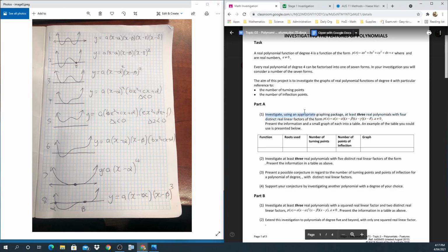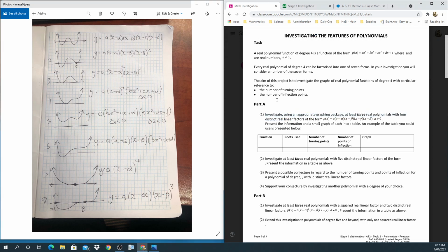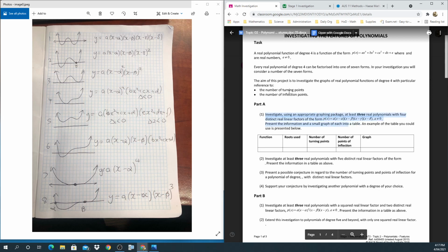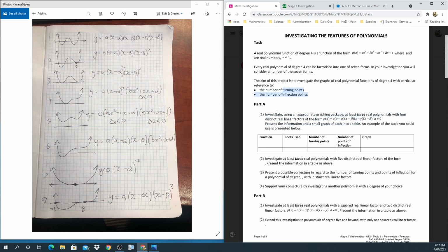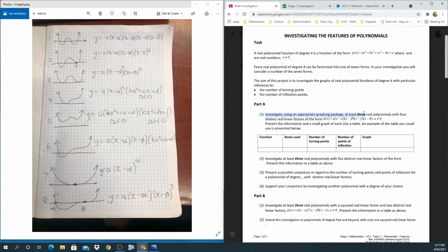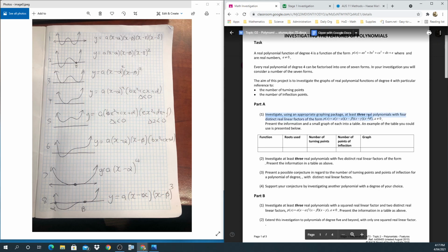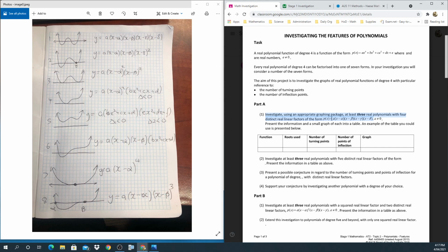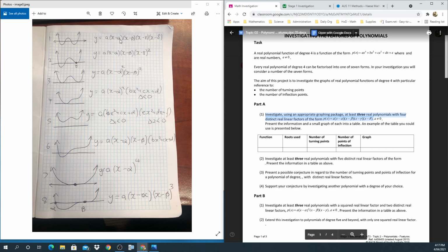Let's just talk this through, and I'll also introduce these points while I go through, because I've got a little tool that will help with that. Investigate using an appropriate graphing package at least 3 real polynomials with 4 distinct linear factors in the form of P(x) equals, the general form, basically like my number 1.